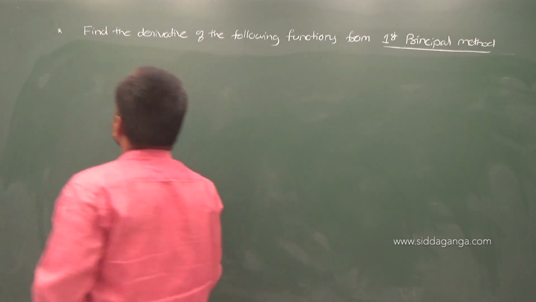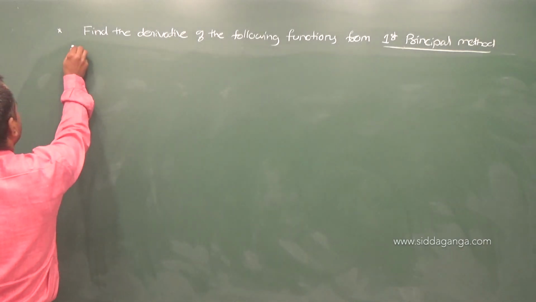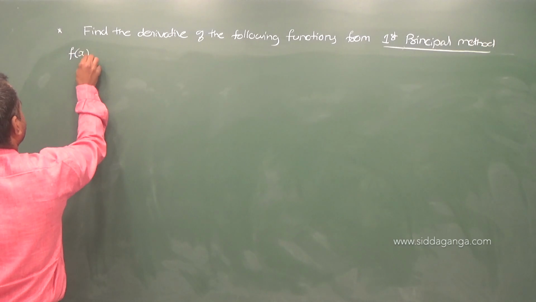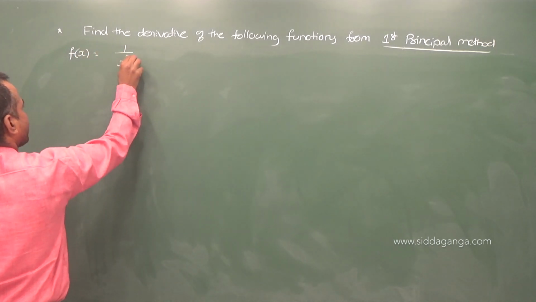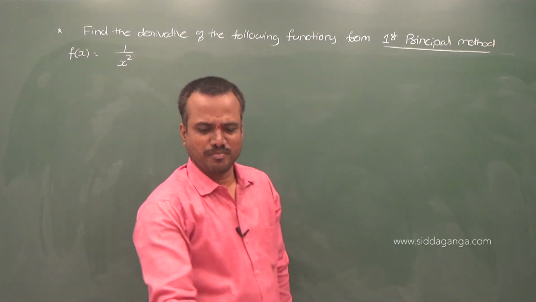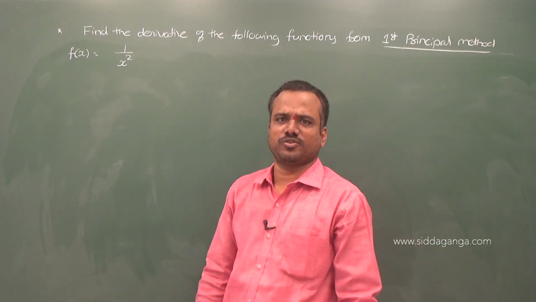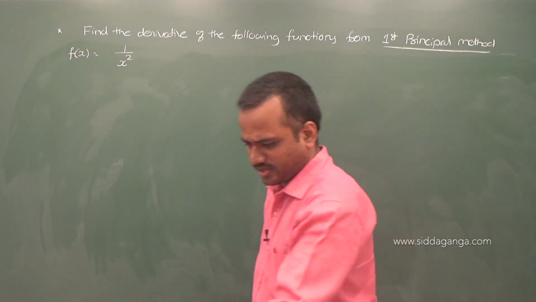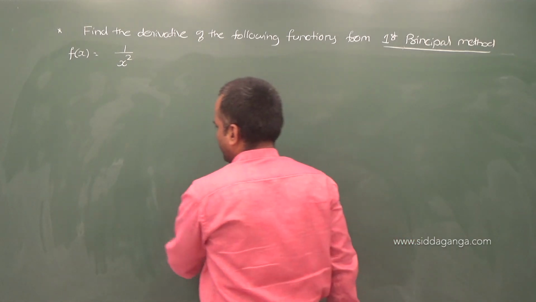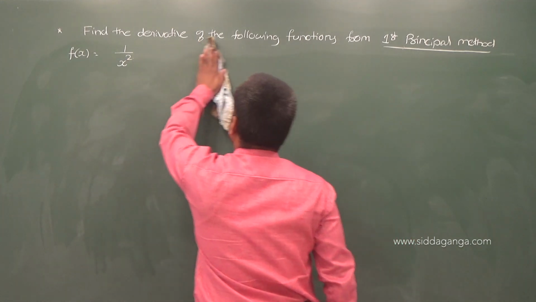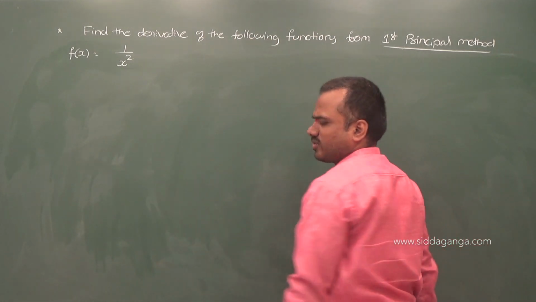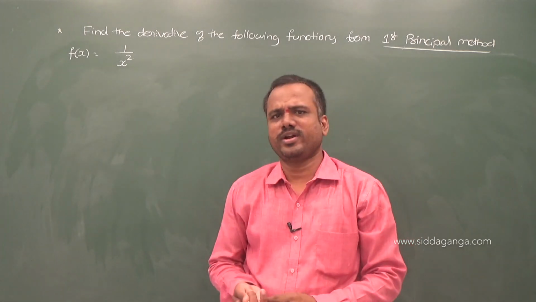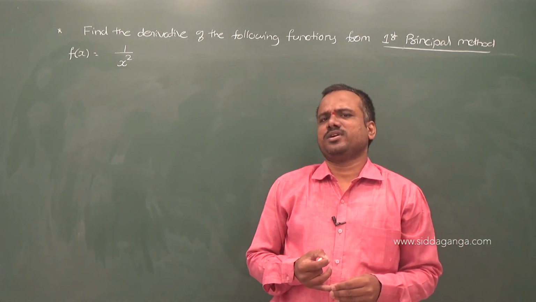Next one, f of x is equal to 1 divided by x square. Very simple function. F of x is equal to 1 divided by x square.